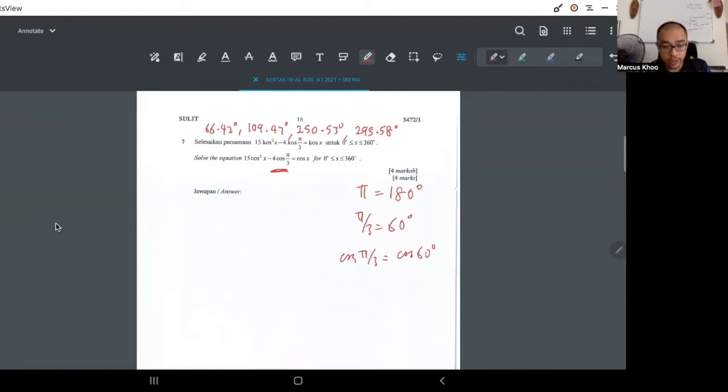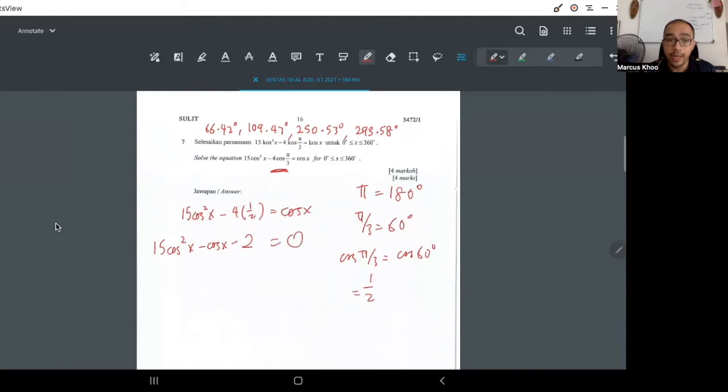Okay, and how much is cos 60? It will be 1 over 2. Okay, cos 60 is half. So if cos 60 is half, saya kasih masuk di sini lah. So 15 cos squared x minus 4 times half equals to cos x. Ini akan jadi 2 lah bahkan. So 15 cos squared x minus cos x minus 2 equals to 0.